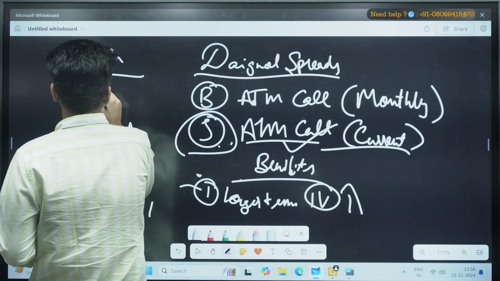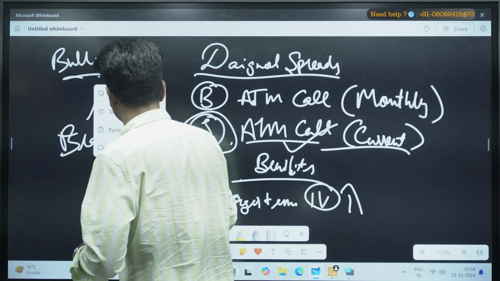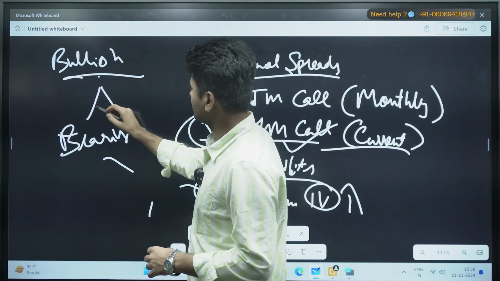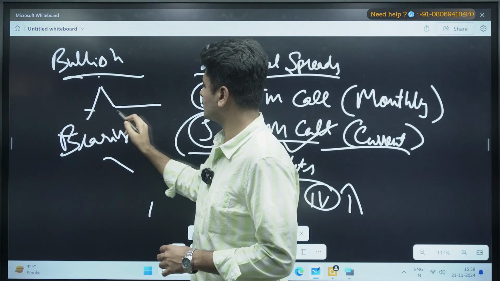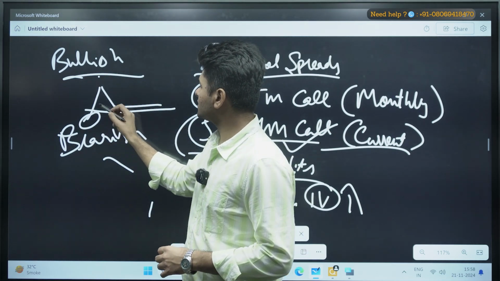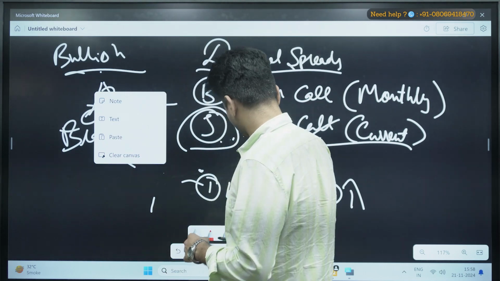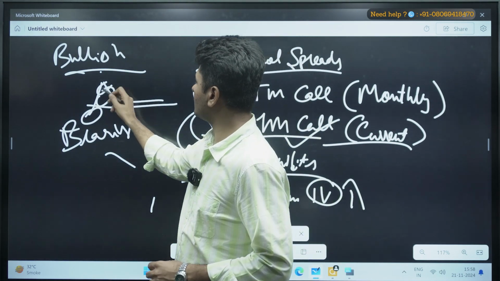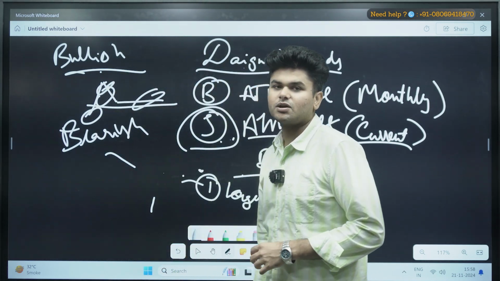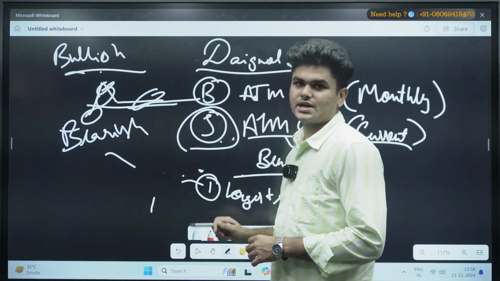So you can go with a bullish diagonal spread. Somewhat it will look like this. This will be your kind of PNL. Here you are facing losses, here you'll make profit, and here you'll also make profit if it goes on the bullish side.